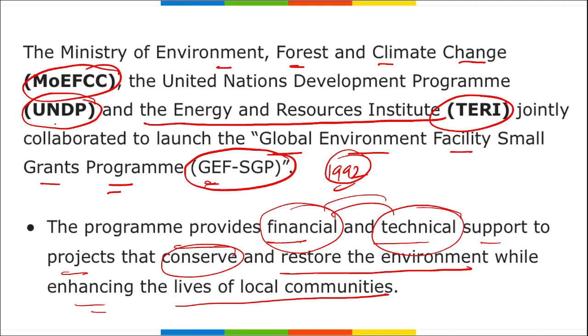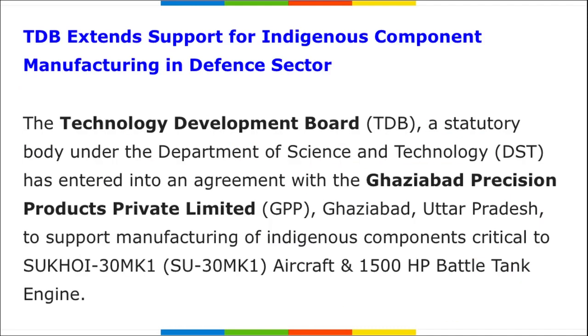If we talk about UNDP, can you tell me where is the headquarter of the United Nations Development Programme? It is located in New York. And where is the headquarter of UNEP, that is United Nations Environment Programme? Its headquarter is in Nairobi, Kenya.